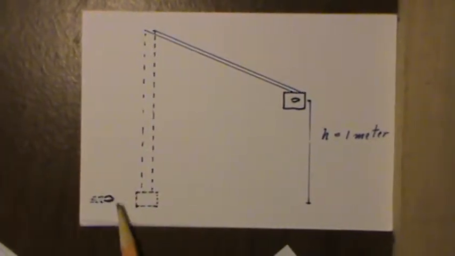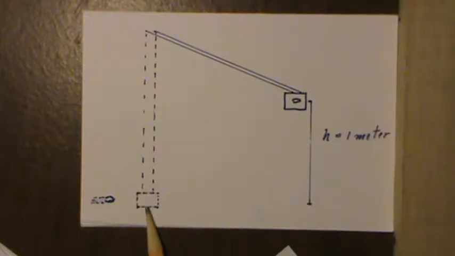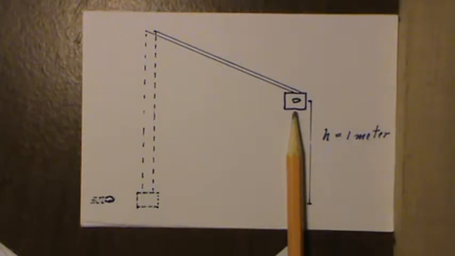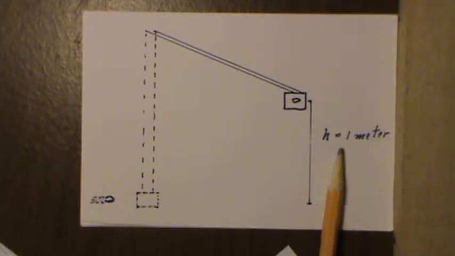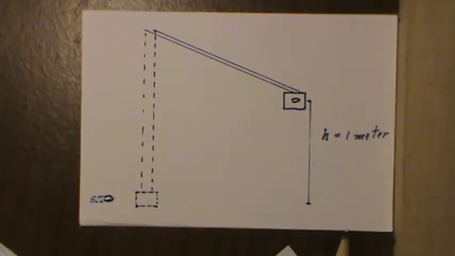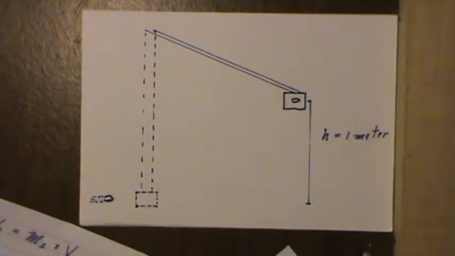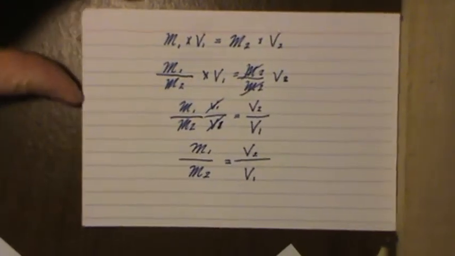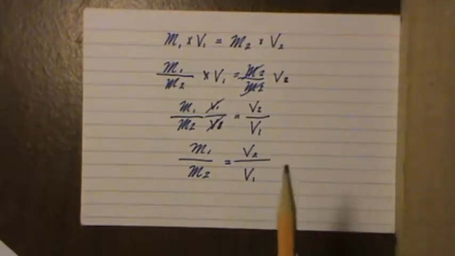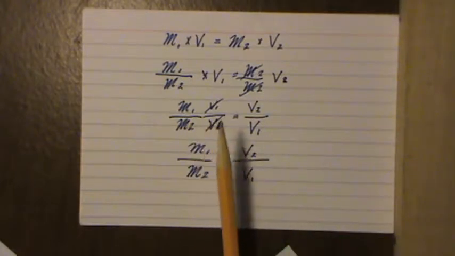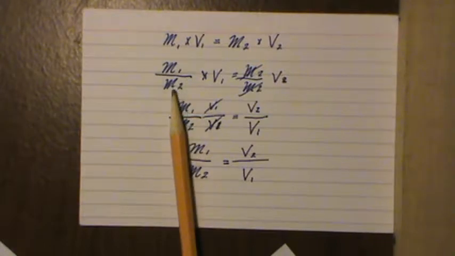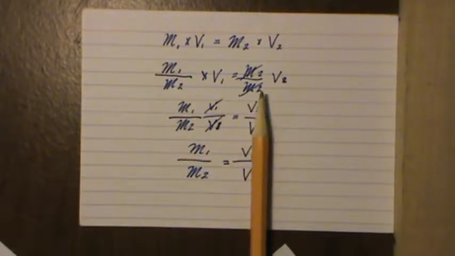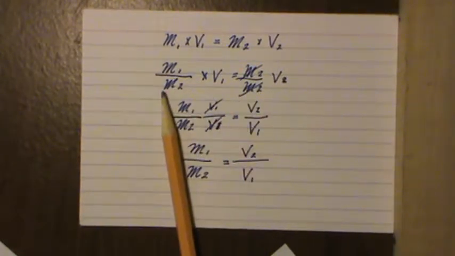with the 10-gram bullet striking the 1,990 gram block, giving us a 2,000 gram block and bullet combination for a height of h. This is the momentum formula. Since we know the mass of the bullet and the mass of the block and bullet, it would be convenient to put them both on one side.